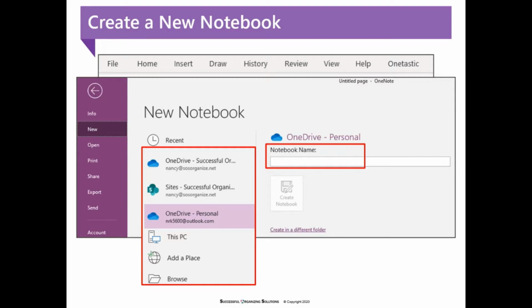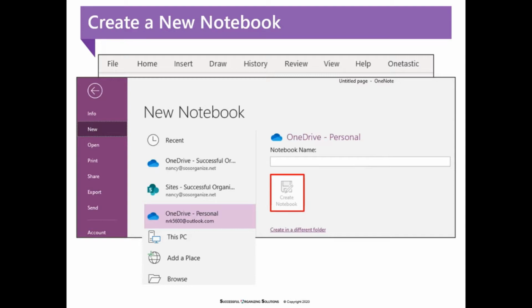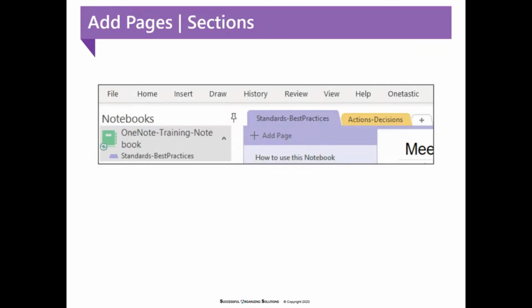If you do want to share it, it's going to be important that it is either in OneDrive or a SharePoint site. Give your notebook a name, and then go ahead and click Create Notebook. You're now ready to start adding information to your digital OneNote notebook.